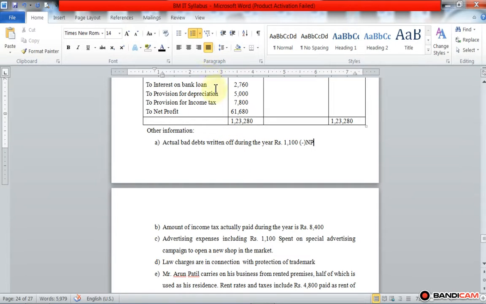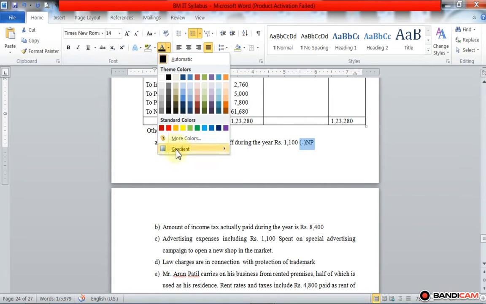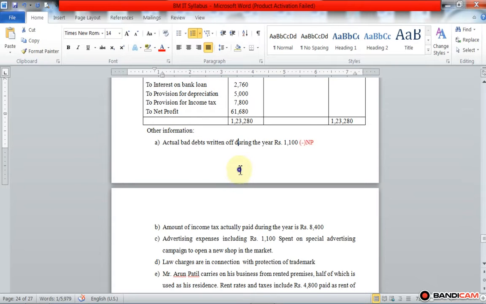Okay, if bad debts are given in the profit and loss account, then we compare the value. If excess bad debt is written off on the debit side of the profit and loss account, then we add the excess bad debts to net profit. If bad debts are not given, it is an unrecorded expense of business, so it is deducted from net profit. Here bad debts written off is not given in the profit and loss account, so it is an unrecorded expense and it is deducted from net profit.